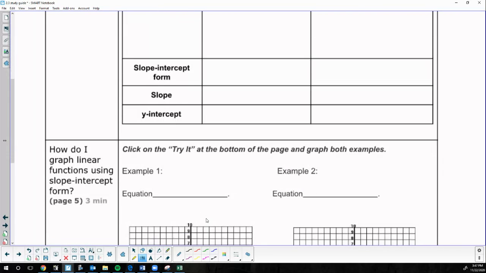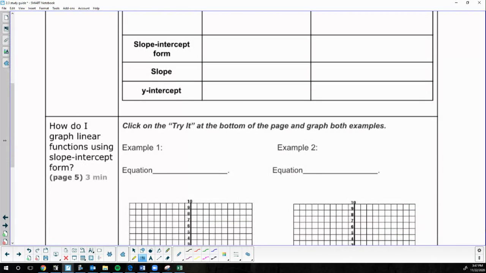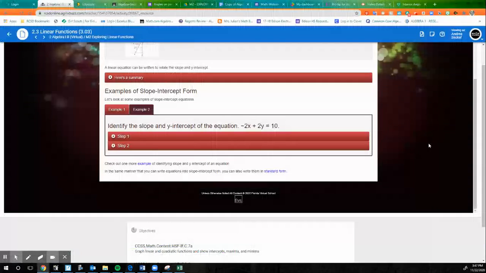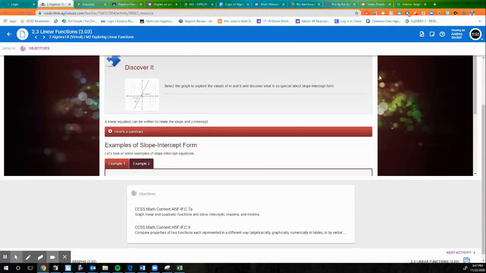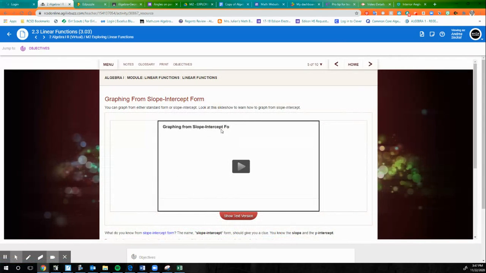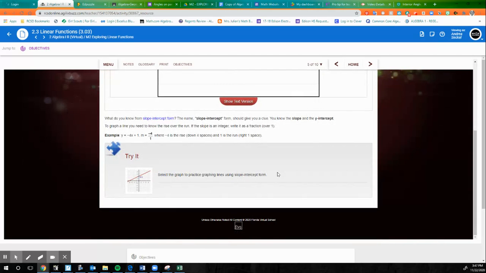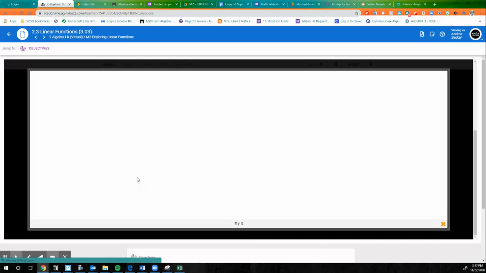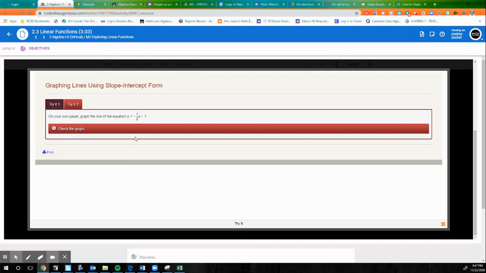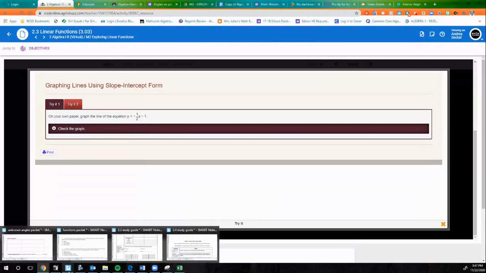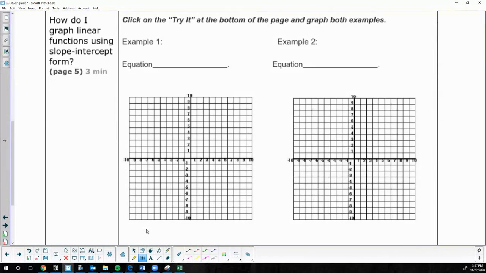Then what happens on page 5 is that they give you some more time to try it. Okay, so again, we have a little video to remember how to graph using the y-intercept form. And then if you click here, it gives you a way to try it. Something that might be a little bit easier, especially if you have the study guide, is to try it right here on the study guide because you have the graph for you.